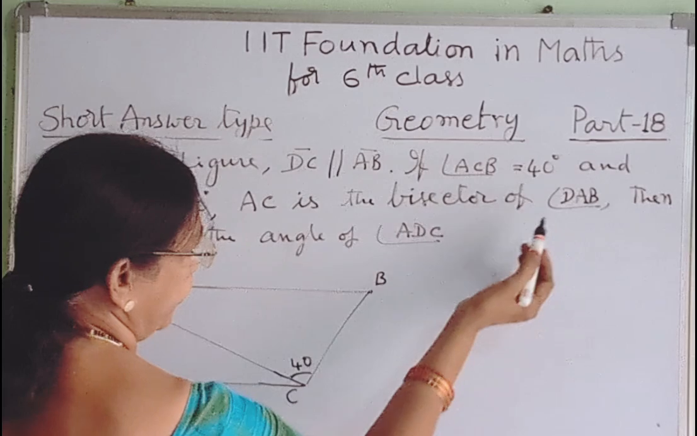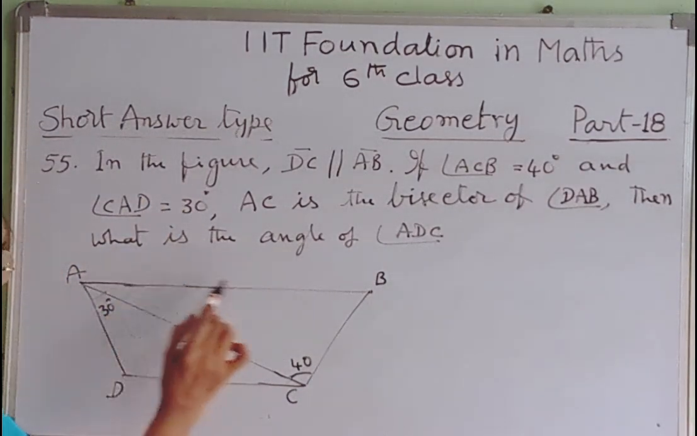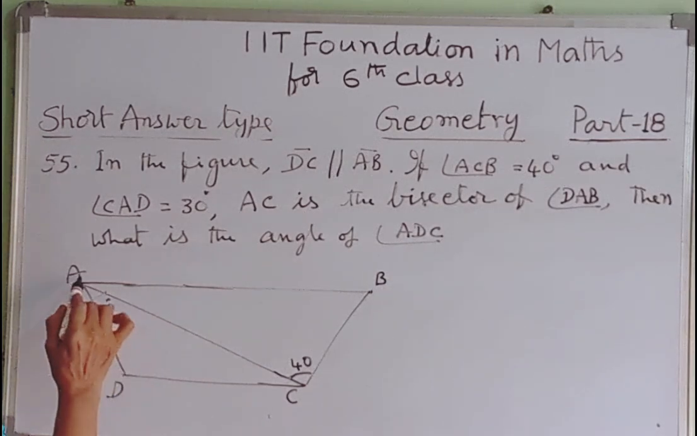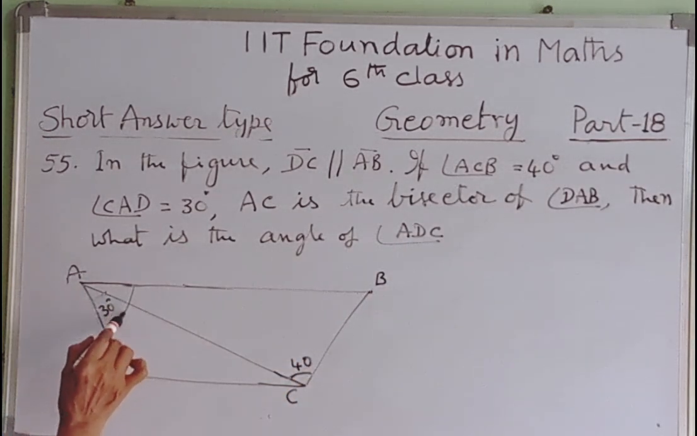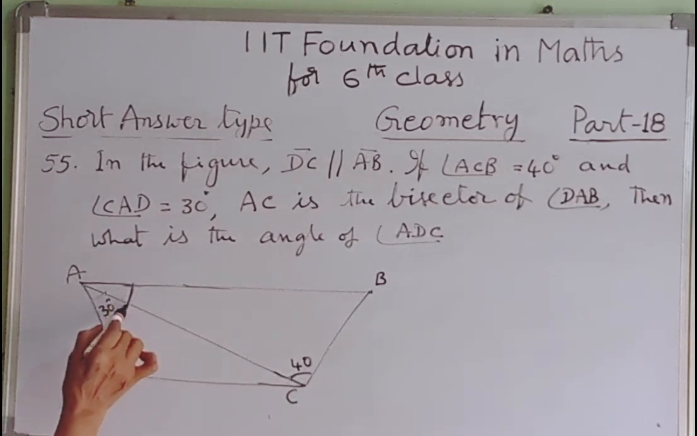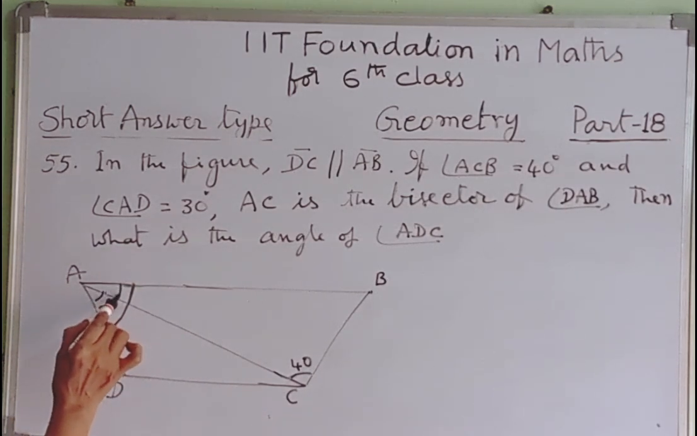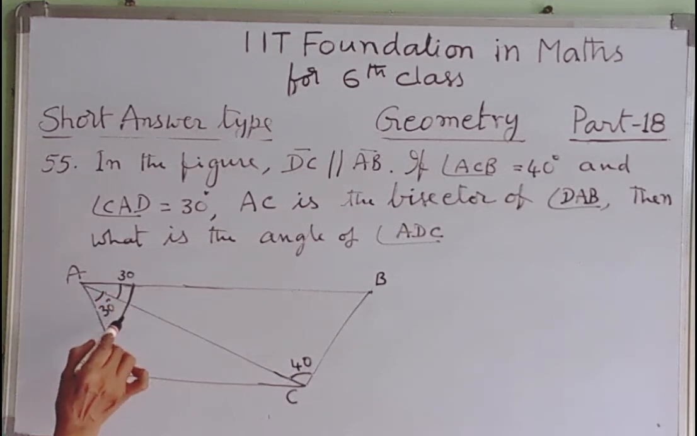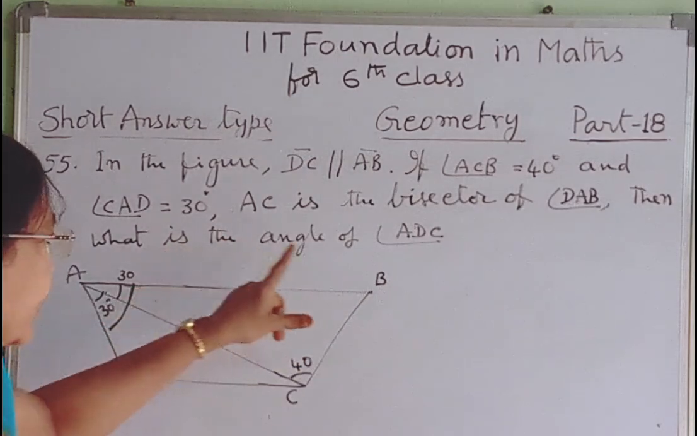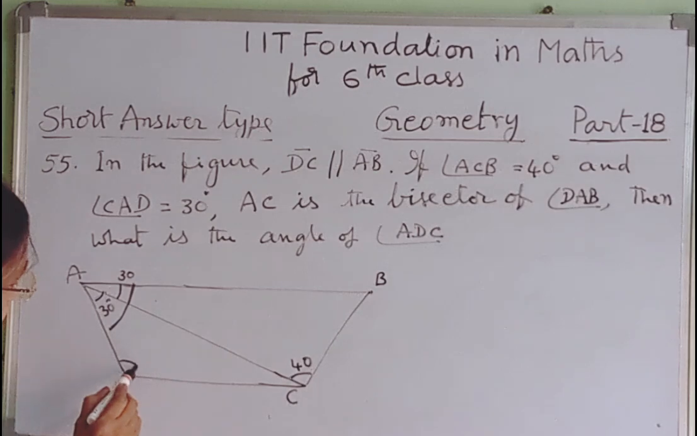AC is the bisector of angle DAB, DAB. So this angle. AC is the bisector of angle DAB. So it bisects the total angle. AC bisects the total angle. As this angle is 30 degrees, the other angle is also equal to 30 degrees. So total angle is 60 degrees. Then what is the angle of ADC? ADC. We have to find out this angle.